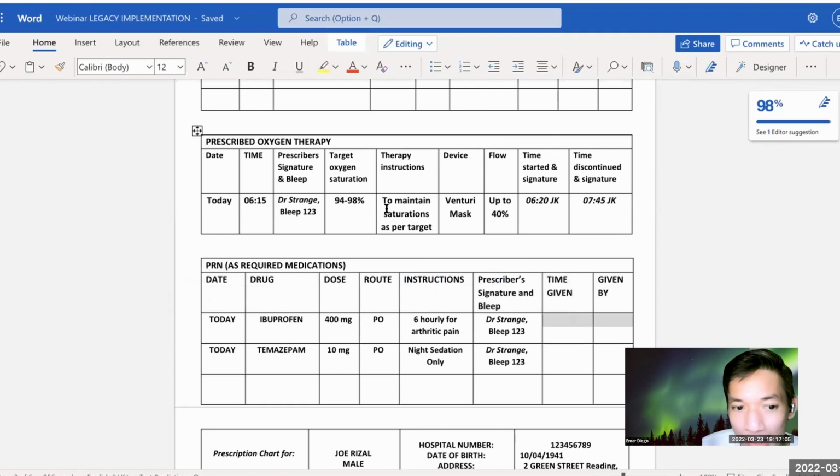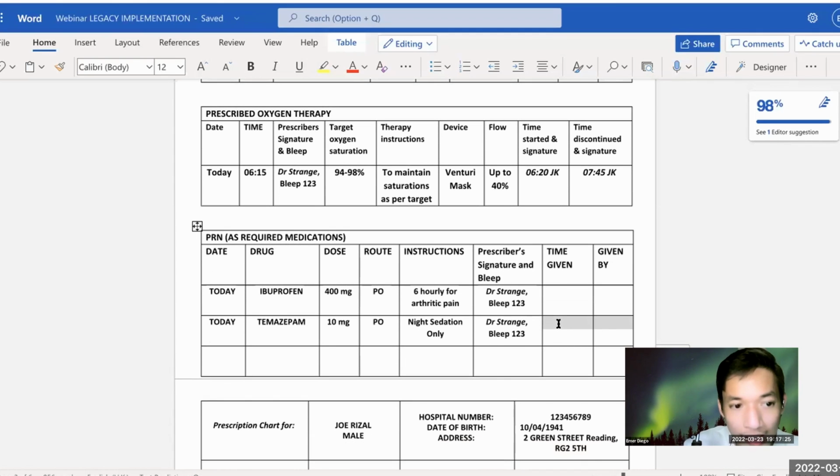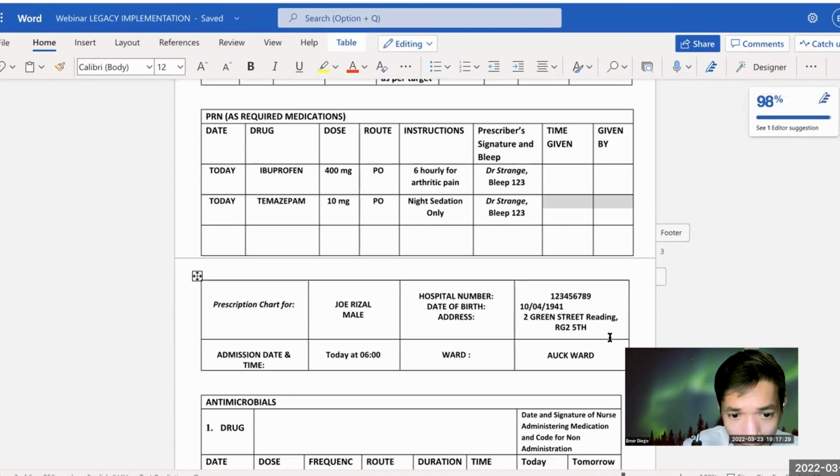Remember, we only administer the PRN if the patient needs it. Probably the patient needs it, but the other problem is it's not due yet. So we are not omitting it. It's simply not due yet. So we are just leaving it blank. Similar with your temazepam, it's not needed yet. So we are just leaving it blank. So that is it.